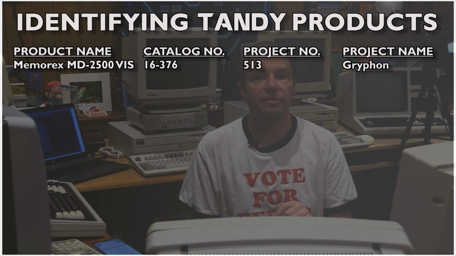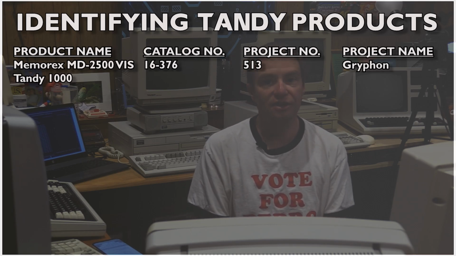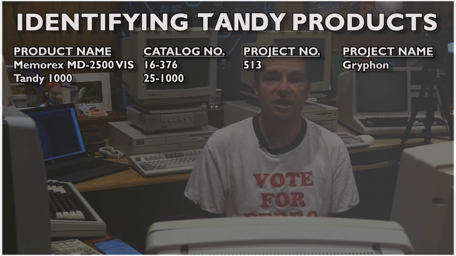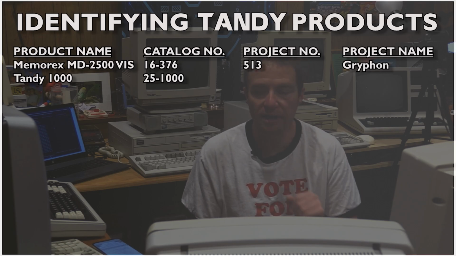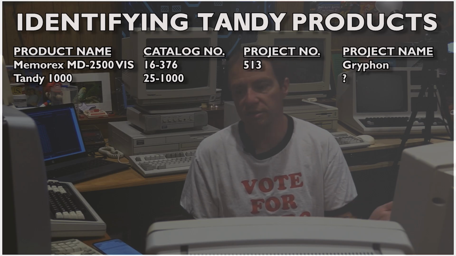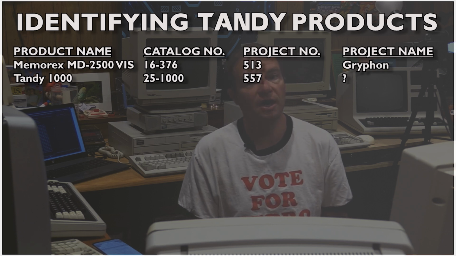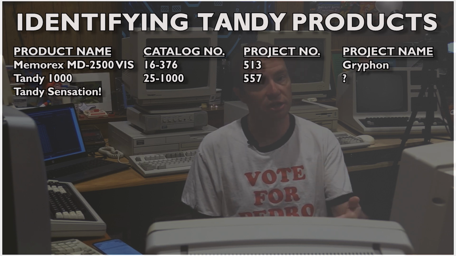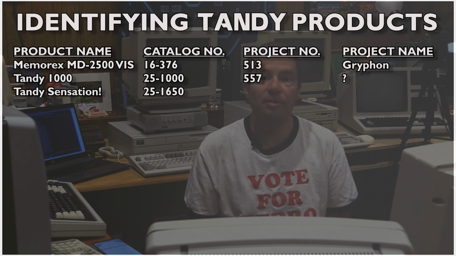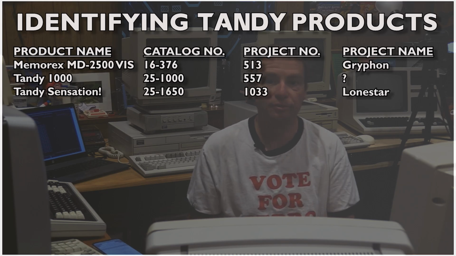And let's take a look at a couple of other examples of project names and numbers, just for your enjoyment. The Tandy 1000, catalog number 25-1000. This predates the additions with a DMA and some fixes that was 1000-A. I don't know the project name for this one. I know I did at one point, but for some reason I just couldn't dig it up. But it had a project number of 557. And then, of course, we've got the Tandy Sensation, the original Sensation. That's 25-1650. I was right last time. And that had a project name of Lone Star and a project ID number of 1033.